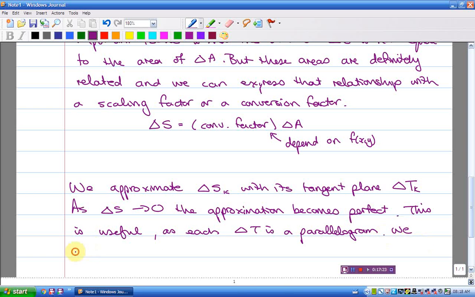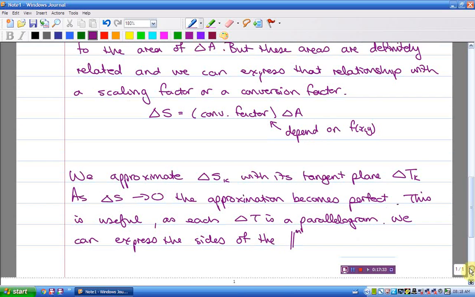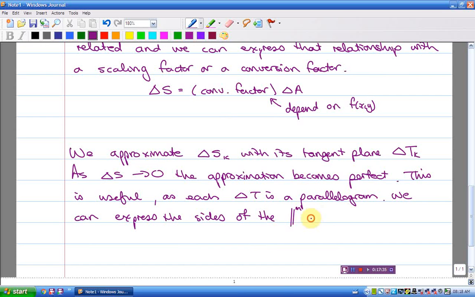And we can express the sides of the parallelogram, which I'm writing as that symbol over there, as vectors. Do you ever use that symbol at school? Two parallel sides with a little superscript m. It's an abbreviation for the word parallelogram. Okay, well now you've seen it. Yay, you've learned something new, even over and above surface integrals. It's a good day.